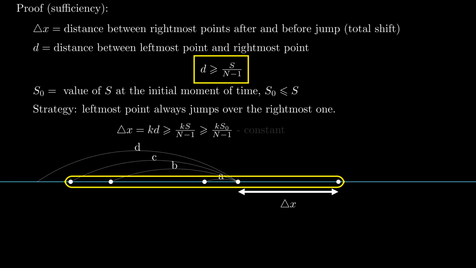But hey, this number is a constant. S0 is a fixed number because it is the value of S at the start, so we found a lower bound of the total shift, a positive number such that delta x is always greater than it. Hence it's evident that by repeating such jumps we can go as far to the right as we want.